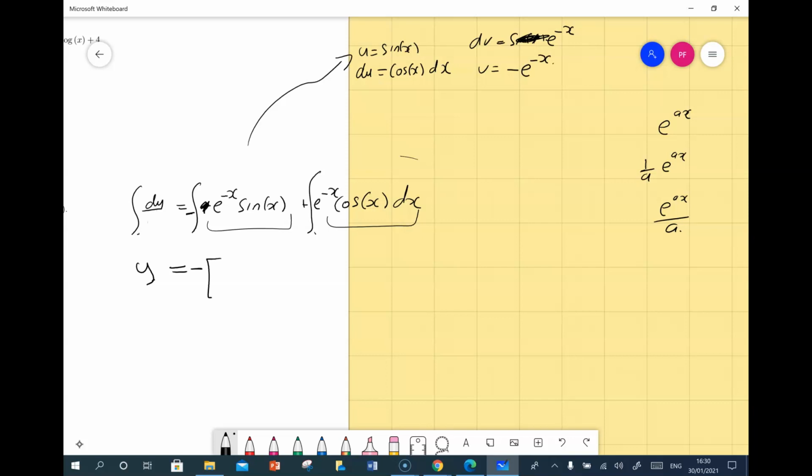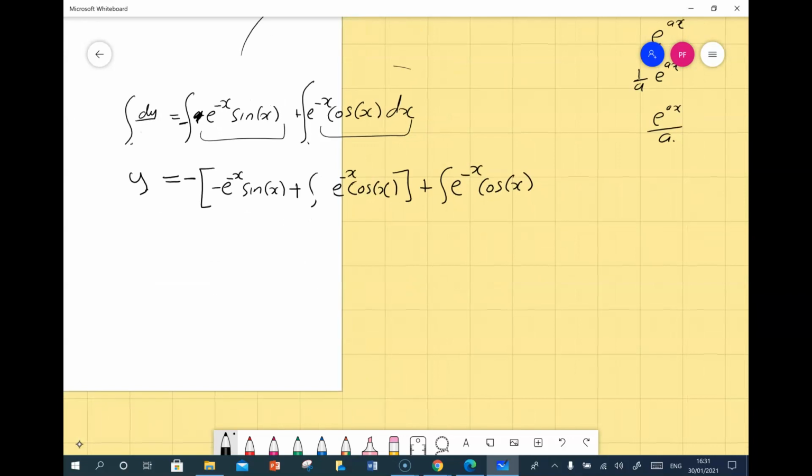So it's negative, and now the integral of that is uv, so minus e to the power of minus x sine of x, minus the integral of minus e to the power of minus x cos of x. I might pop that minus out in front, giving me minus a minus, which is a plus: plus the integral of e to the power of minus x cos of x, which I have to integrate as well.